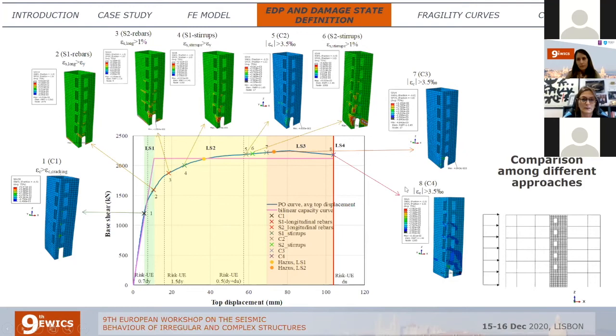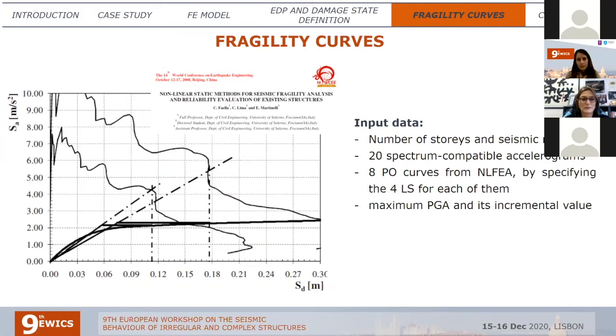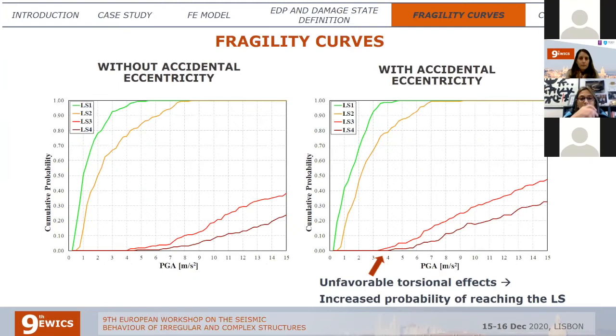And we tried to generate, on the basis of these damage limit values, the fragility curves by adopting a software which was implemented by Professor Martinelli. We used this software inputting the pushover analysis and the response spectrum accelerograms that we would like to adopt. And finally, we obtained these fragility curves that of course are quite strange because, as you can appreciate, the fragility curves associated to damage level 3 and 4 are quite far from the fragility curves associated to damage state 2.